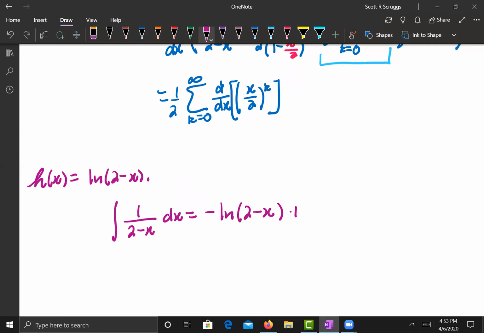We have that. Why is it negative natural log? Because if I do a u sub, my u will be 2 minus x, which makes my du negative 1. Okay, that makes sense. Yep. And so that means to get h of x, I'll have a negative sign up in front.